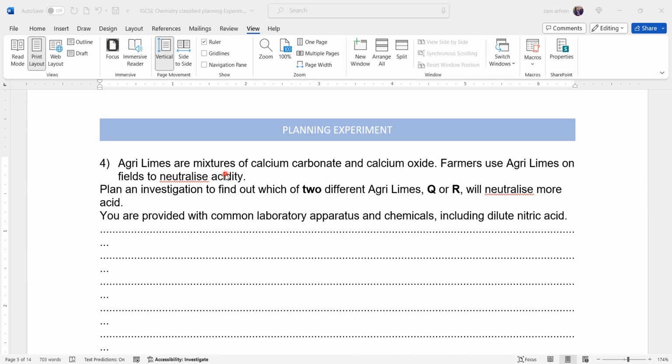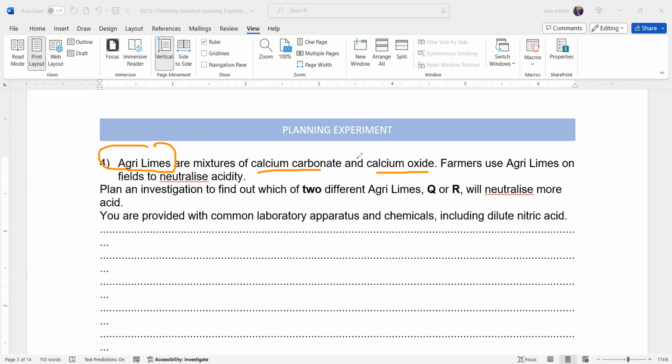We have to plan an investigation to find out which of the two different Agri limes, Q or R, will neutralize more acid. You are provided with common lab apparatus and chemicals including dilute nitric acid. Agri lime is just a name given to a mixture of calcium carbonate and calcium oxide, and the purpose of this is to neutralize the acidity of the soil. Like if the soil is too acidic, then these compounds are added, so it will neutralize.